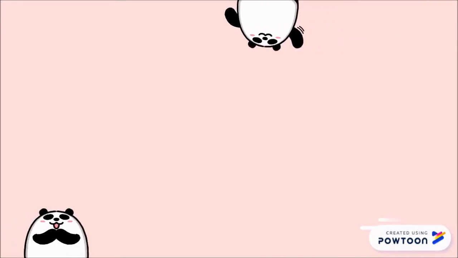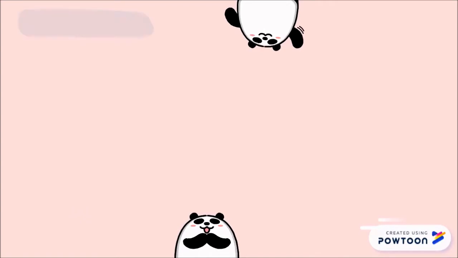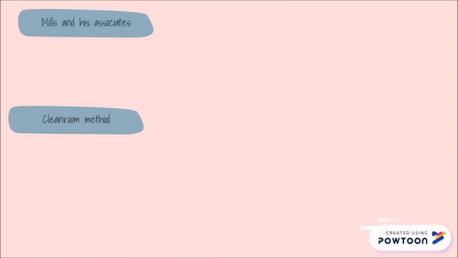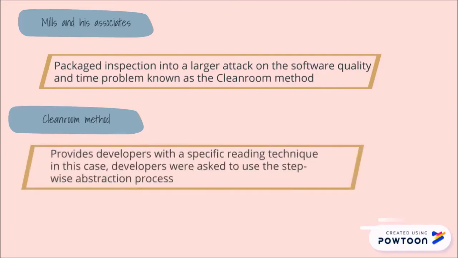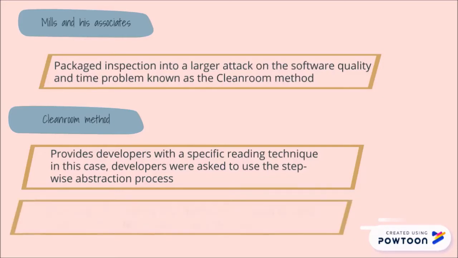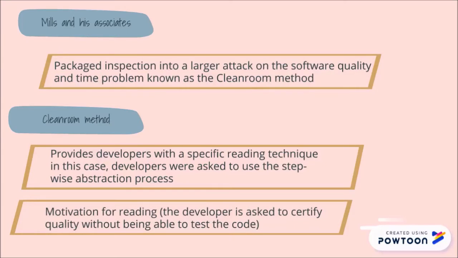In recent years, many types of walkthrough, review and audit have been implemented, such as Mills and Associates and the clean room method. Mills and Associates packaged the inspection into a larger attack on the software quality and time problem known as the clean room method. The clean room method provides developers with a specific reading technique, in case developers were asked to use a stepwise extraction process. It motivates developers to read in order to certify the quality without testing the code.